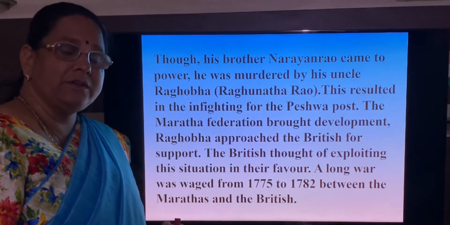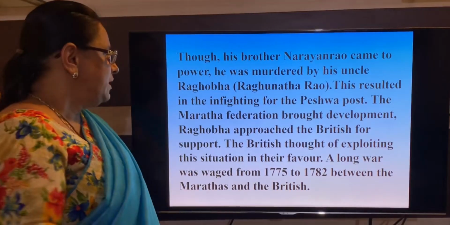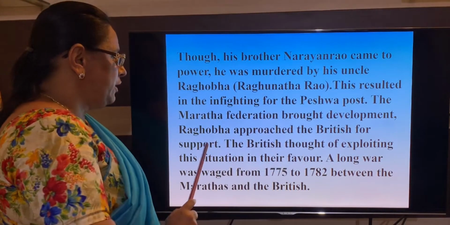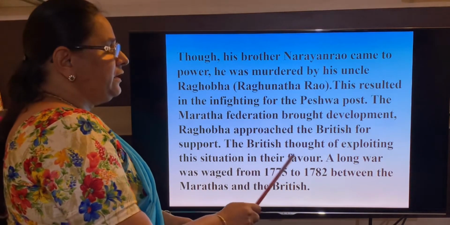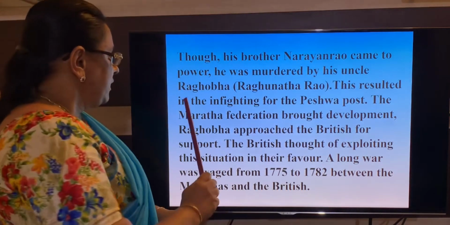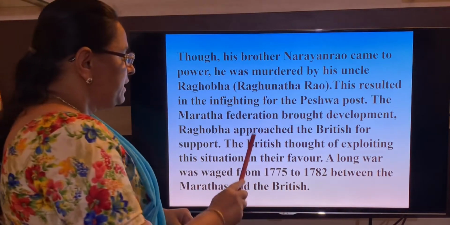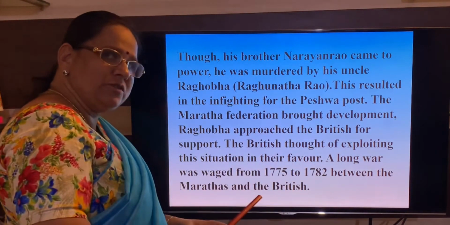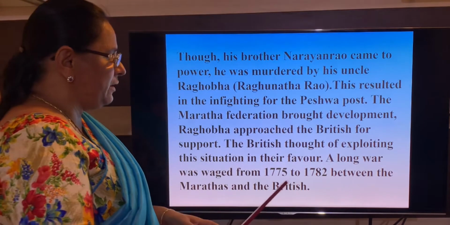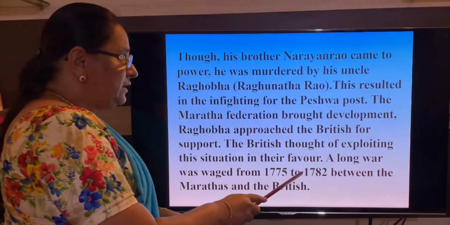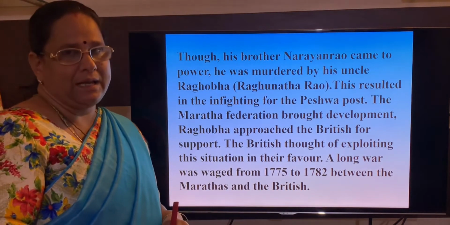The Maratha Federation did not like Raghunath Rao to be the next Peshwa. Raghunath Rao approached the British for support. The British thought of exploiting this situation in their favor. Raghunath Rao took the help of the British. British took advantage of this situation. And this war was waged from 1775 to 1782. It was a long war between the English and the Marathas.